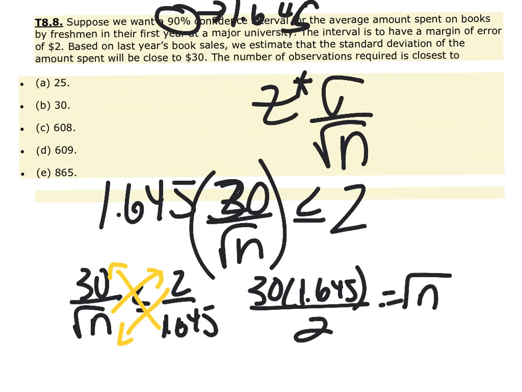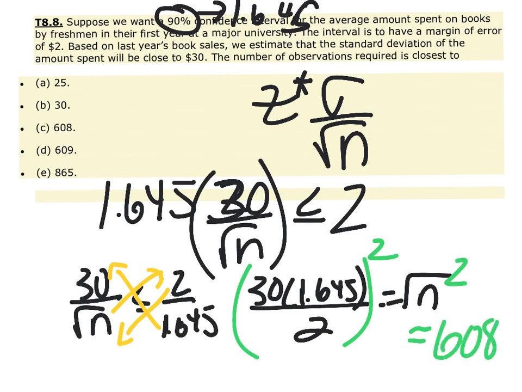Clearly, to get n by itself, let's go ahead and square both sides. When you do this, you're going to get an answer of approximately 608.8. Really 0.9, which is going to be really important. So based on that, we want to know how small the sample size is going to be in this case. 608 is not going to be enough because I need to have that 0.9. So the answer here is going to be 609.